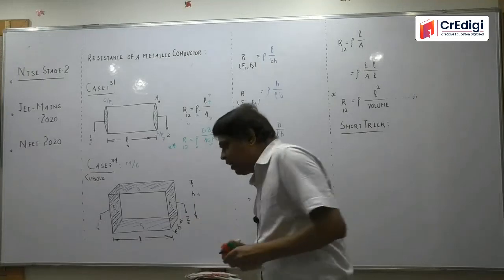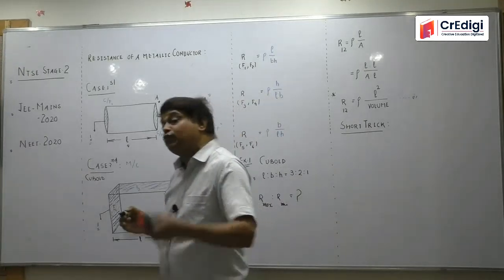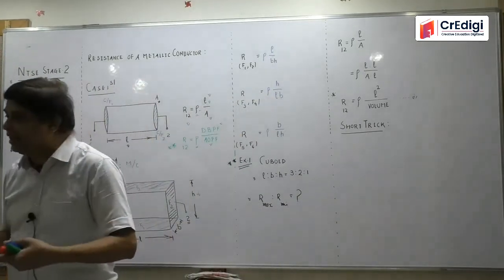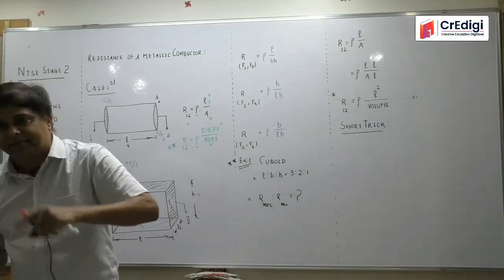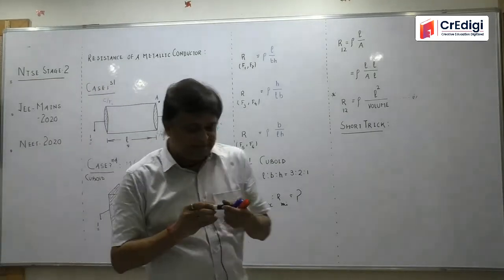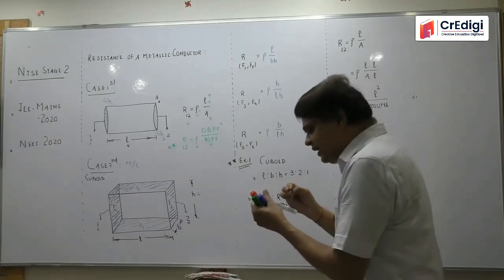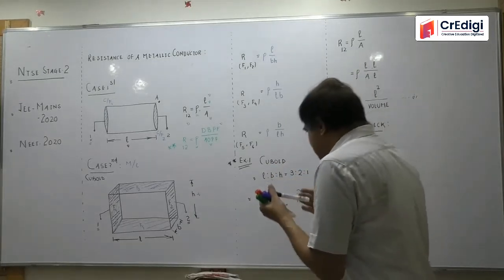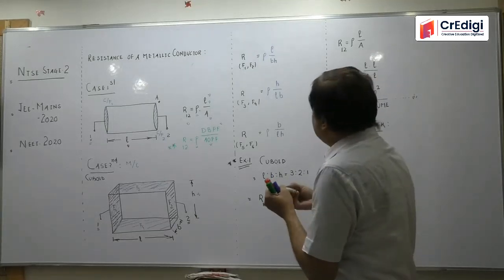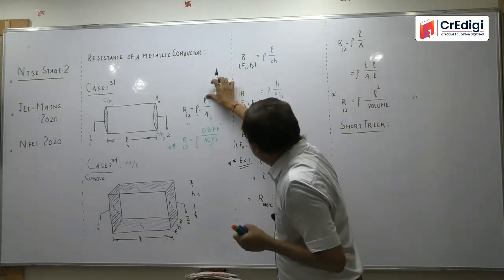For this cuboid, I am not asking what the maximum resistance will be. I am asking what can be the ratio of maximum resistance to minimum resistance. Now how does the student proceed? It is a simple method. So R equals what? R equals rho L by A.